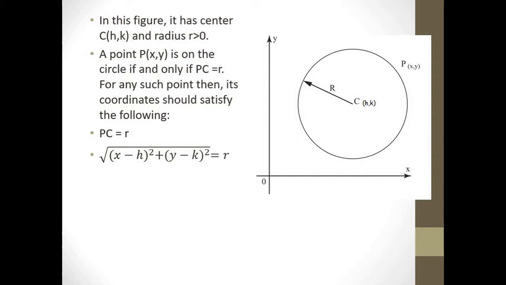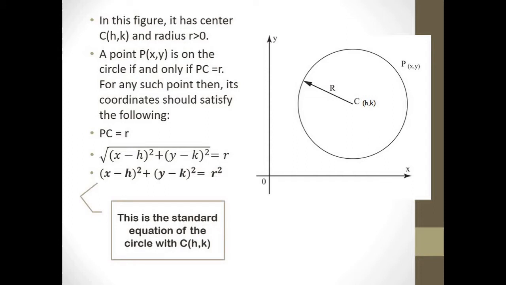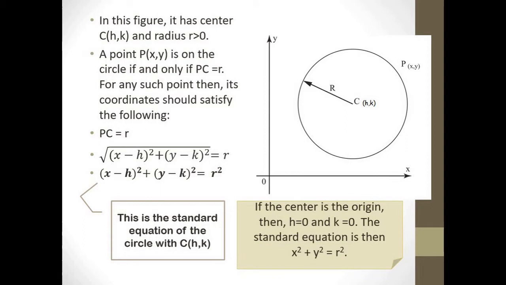If we square both sides, we have (x minus h) squared plus (y minus k) squared is equal to R squared. This is the standard equation of the circle with center (h, k). If the center is the origin, then h is equal to 0 and k is equal to 0. The standard equation is then x squared plus y squared is equal to R squared.